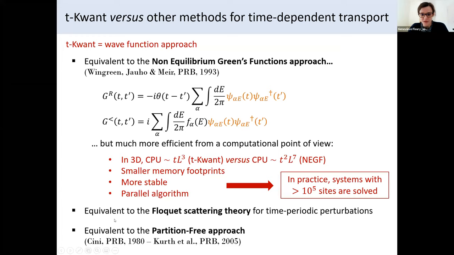To continue with the comparison to the literature, let me add that T-quant is also equivalent to the Floquet scattering theory if we consider perturbations which are periodic in time. And also it's equivalent to the so-called partition-free approach, because we start with the total system, including the scattering region and the leads. So the leads are included from the beginning.